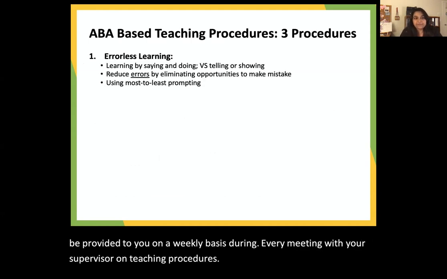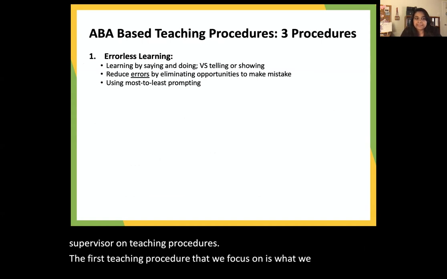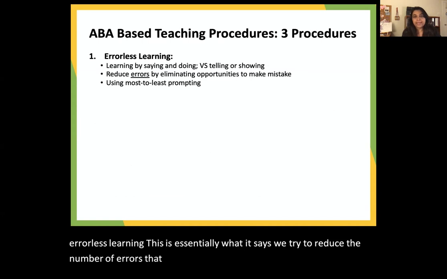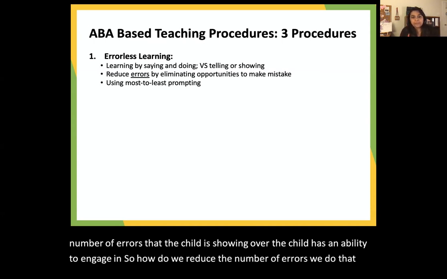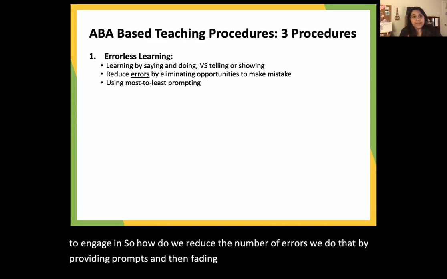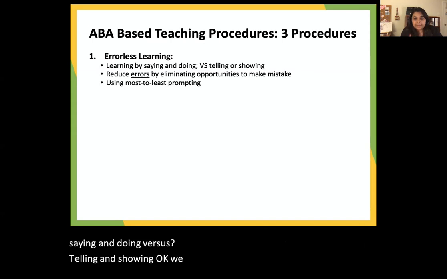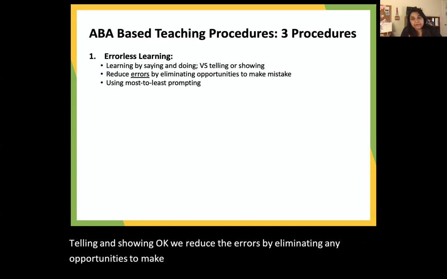The first teaching procedure that we focus on is what we would call errorless learning. This is essentially what it says. We try to reduce the number of errors that the child is showing or has an ability to engage in. So how do we reduce the number of errors? We do that by providing prompts and then fading the prompt out. This is learning by saying and doing versus telling and showing. We reduce the errors by eliminating any opportunities to make mistakes by increasing the level of prompts. This is also called most to least prompting.